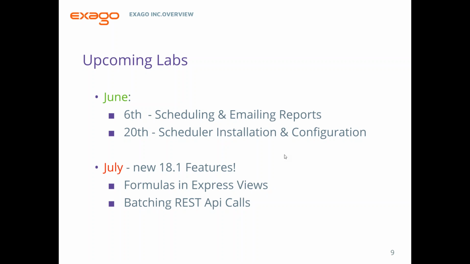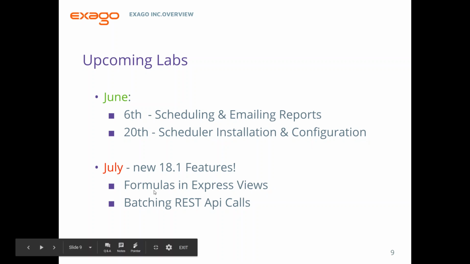But we do have some exciting things coming up. So for our upcoming labs, normally at the end of each lab we have a vote, but we've decided a couple coming up for a few reasons. So this June, it's going to be all about scheduling reports. My colleague Nick Cortina is going to cover scheduling from the front end. So as a user, how do you schedule and email reports and what are your options? And as an administrator, how do you install the schedule? How do you configure it? What are some key considerations?